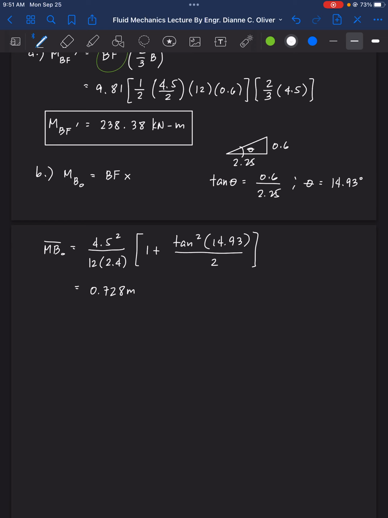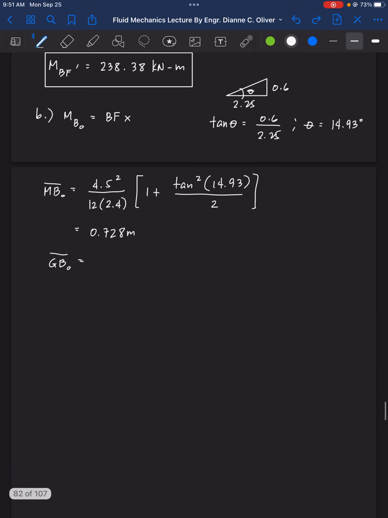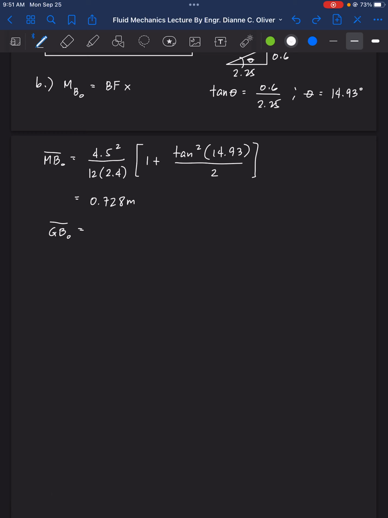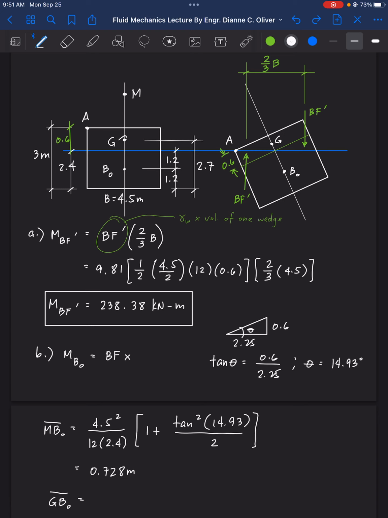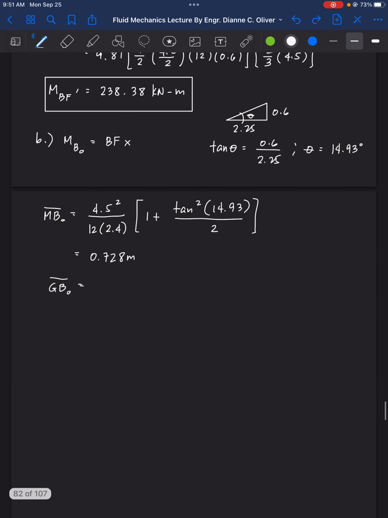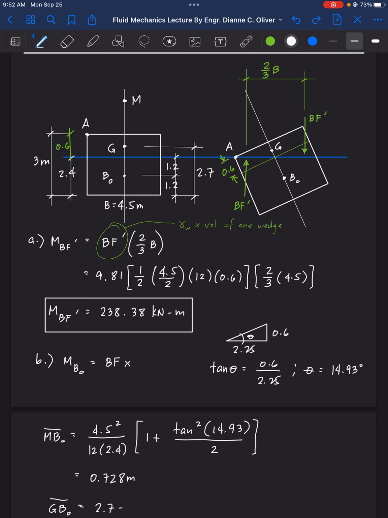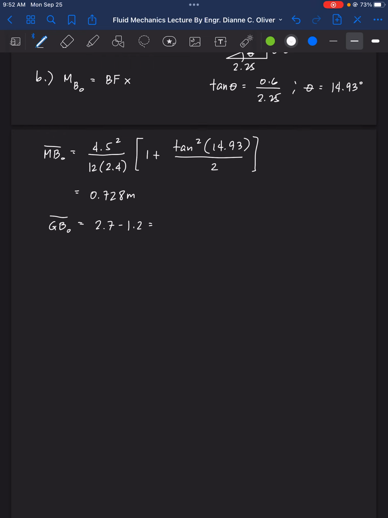where our metacenter is located. So GBO is this one here. GBO is equal to, this is 2.7, so G to the base, that is 2.7 minus the 1.2 here. So GBO is equal to G to the base minus the 1.2, so that is equal to 1.5 meter. So GBO is greater than MBO.